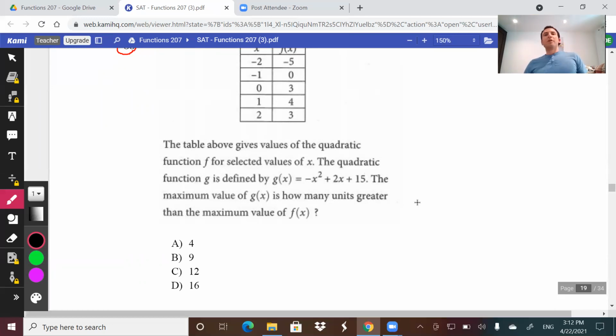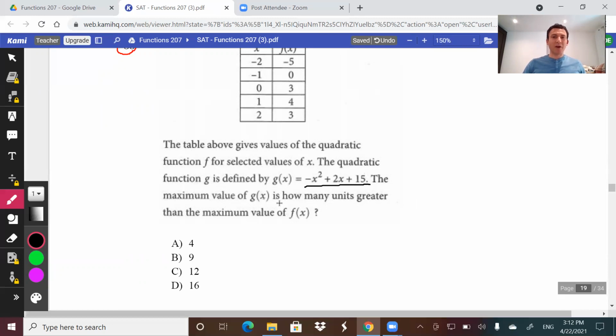All right. So we have a table, and the table represents function f, and the quadratic function g is defined by this quadratic in standard form. Again, if this looks weird or you don't feel comfortable with this, I really recommend that you visit worksheet 205. That goes over exactly the reads you need to be able to make on polynomials or quadratics.